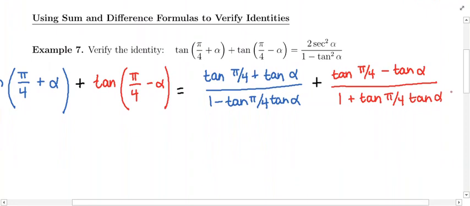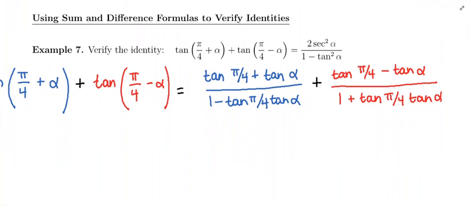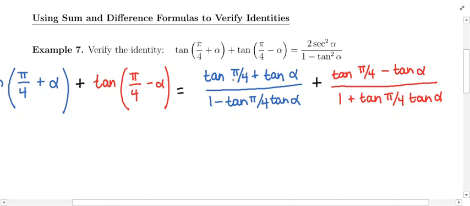Okay, applying both the sum formula and the difference formula for tangent. That leaves us with this mess. So we have two fractions that we are essentially adding together. What we can do now to make this a little easier before we go on is we know what the tangent of pi over 4 is. We can go ahead and plug that in, and then it might make it look a little less scary.